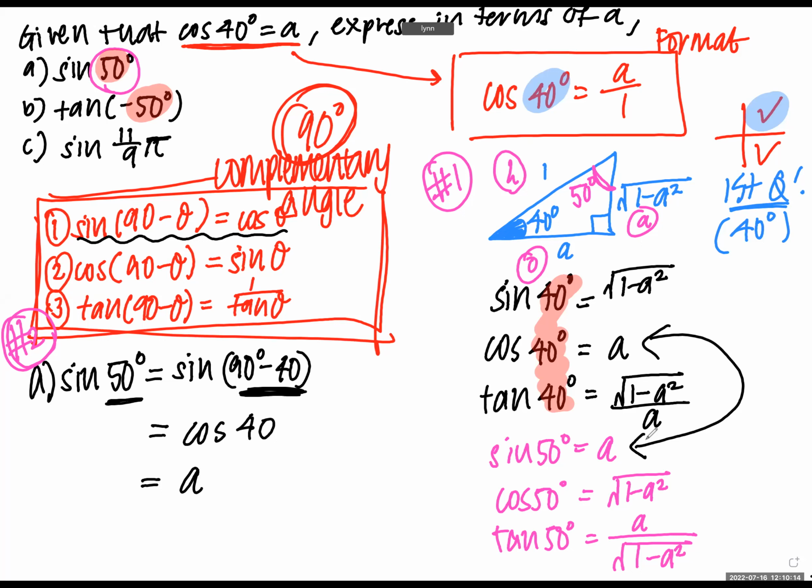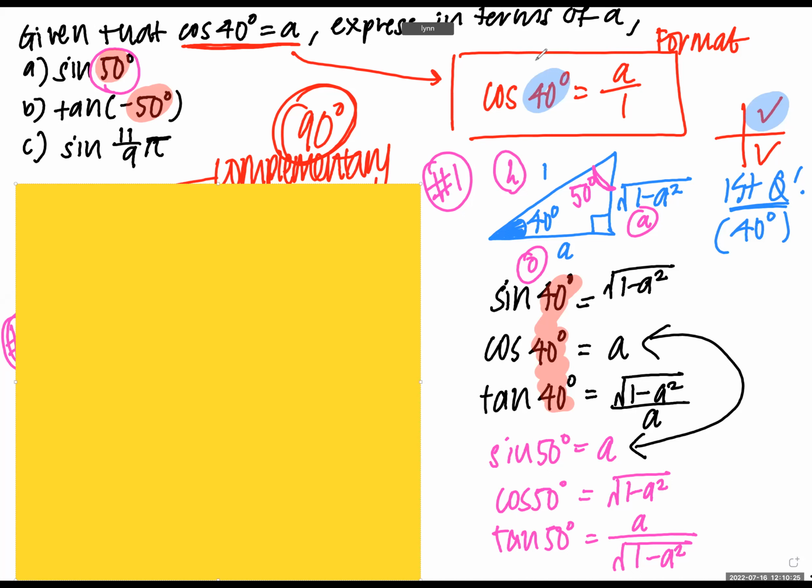Come, let's continue. So now what is B? B, you need to be very careful. Do you all still remember? When it comes to B, you need to be very careful. Negative angles. Yes, negative angle. Excellent. So do you remember the formula? Tangent negative 50 equals to negative tangent 50 degrees. Now, do we have tangent 50? Yes or no?